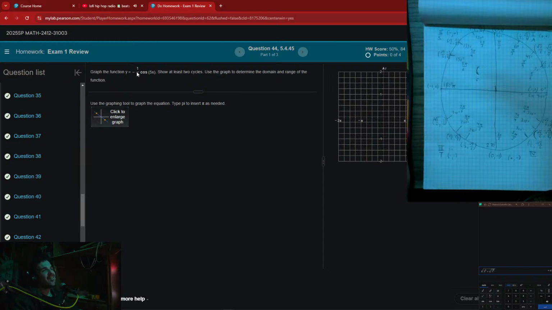Alright. So we got a period modification. We got, it's going to be flipped vertically.